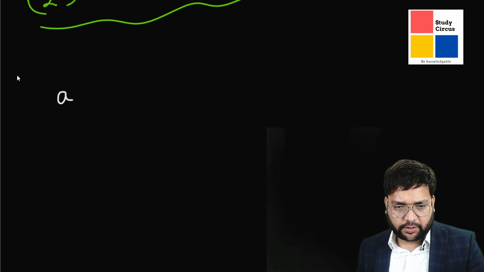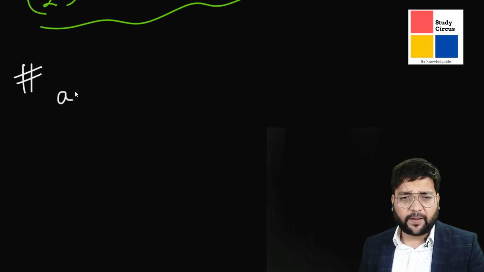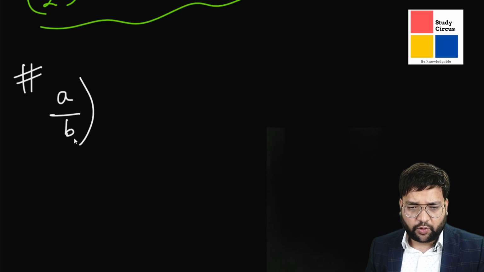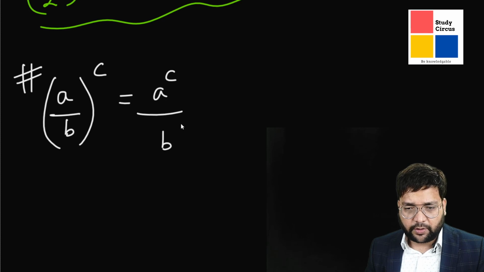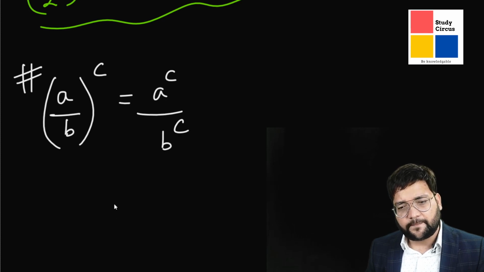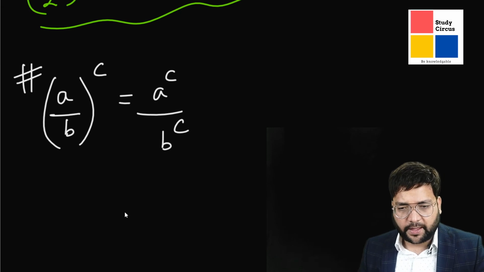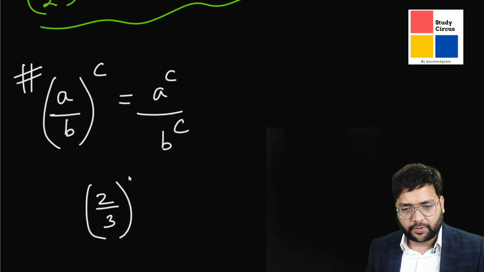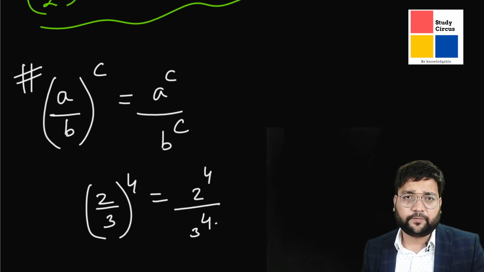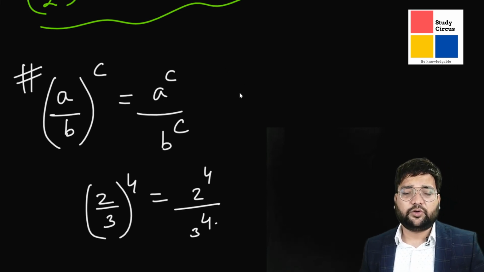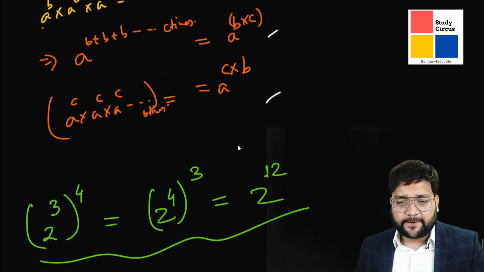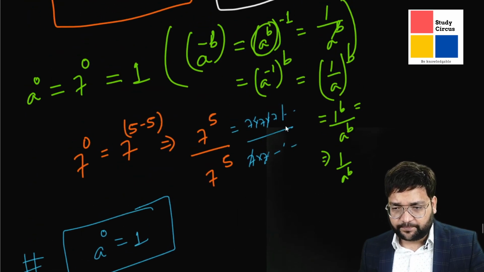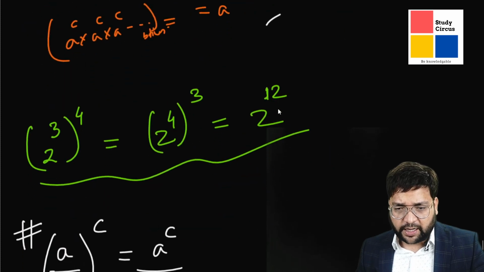The next rule, and everything will combine then: a by b whole to the power c is equal to a raised to c upon b raised to c. What do I mean? Let's say 2 by 3 whole to the power 4. This is equal to 2 to the power 4 upon 3 to the power 4. This is how we can write this. So this is the next rule, and this is what I have done here also, right? So again we'll look at this example.